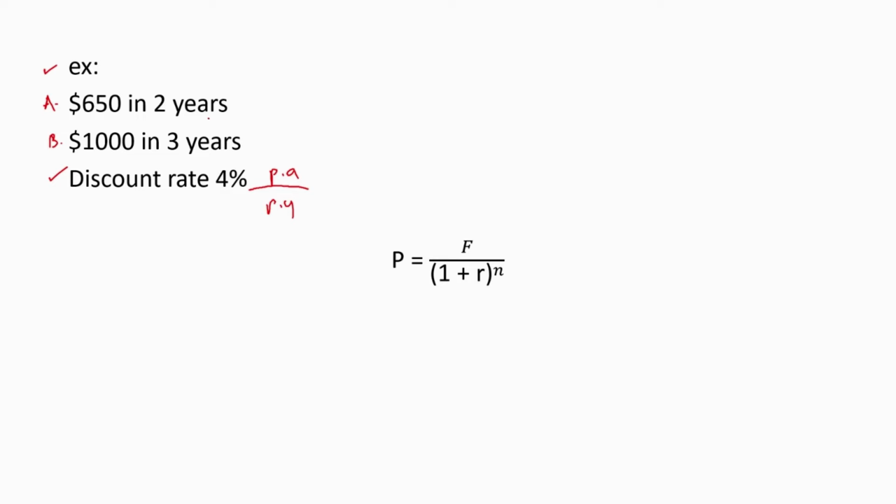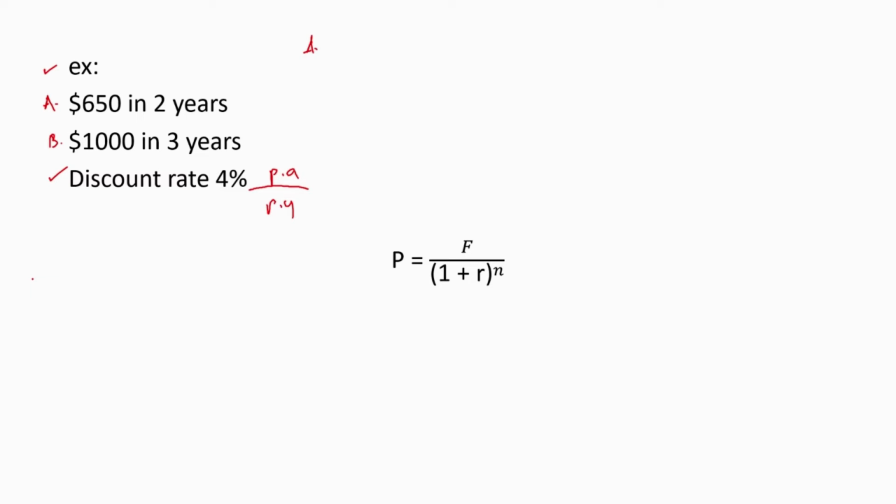So now let's consider these two options, option A and option B. What would you choose? Do you want $650 in 2 years or $1,000 in 3 years? You cannot compare these two options because the timelines are different. If they offered $650 in 2 years and $1,000 in 2 years, you could choose the $1,000 because the timelines are the same. Now that the timelines are different, we cannot directly compare these two options. So we can use the discounting method to calculate comparable values for each option.